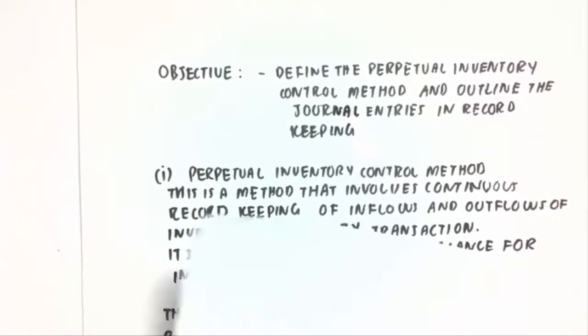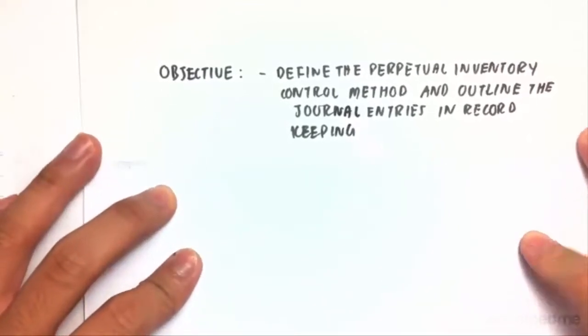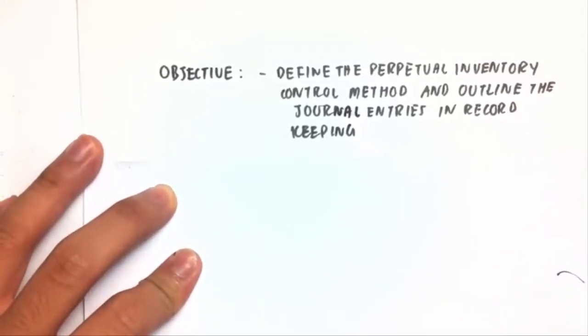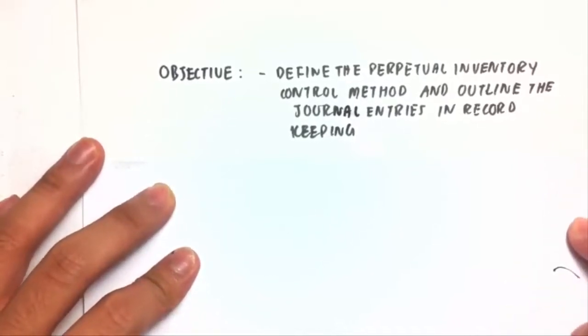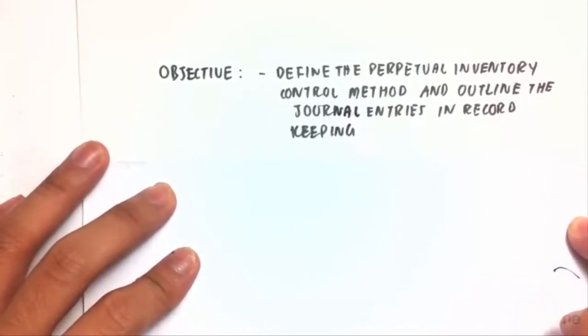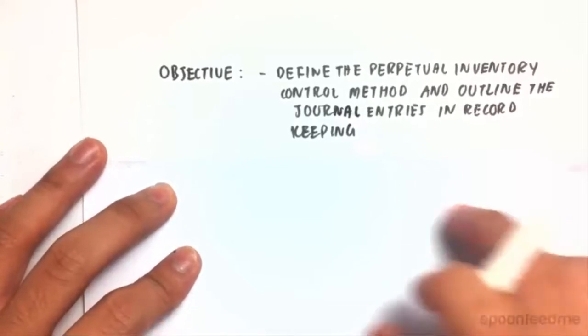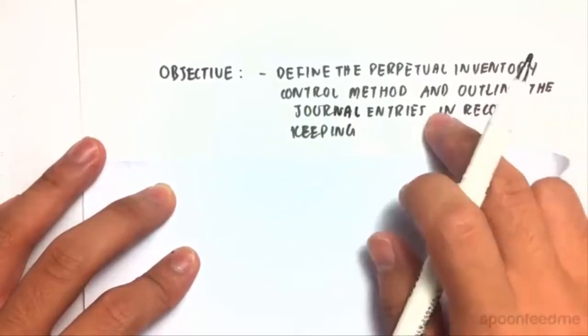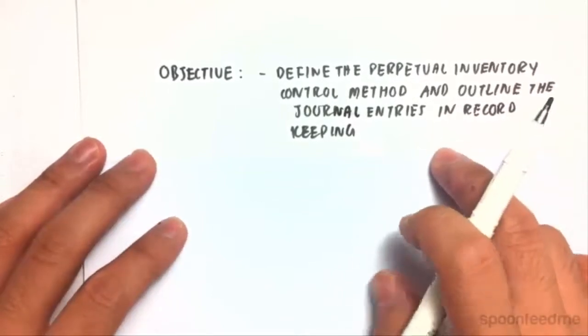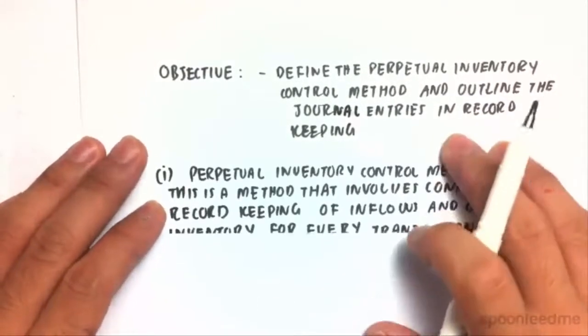Hi guys, today's video will be an introduction into inventory control systems. Okay, so we're going to start off with the perpetual inventory control method. So the objective today is to define the perpetual inventory control method and also to outline the journal entries in record keeping for the perpetual control method.